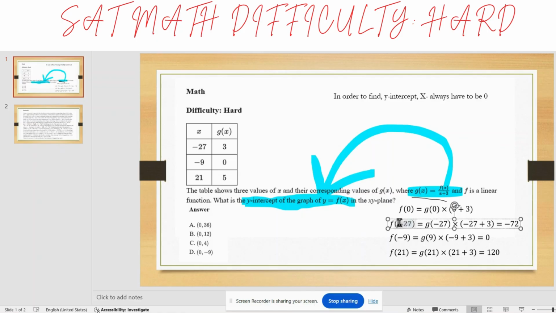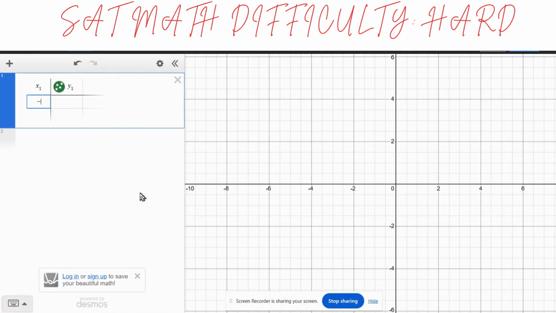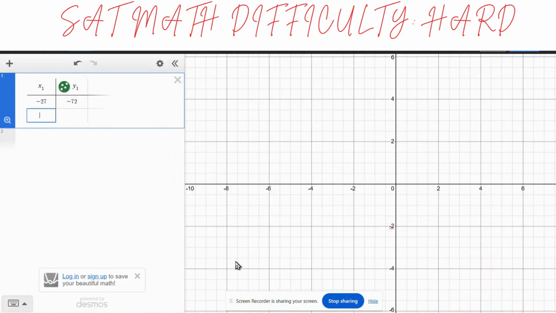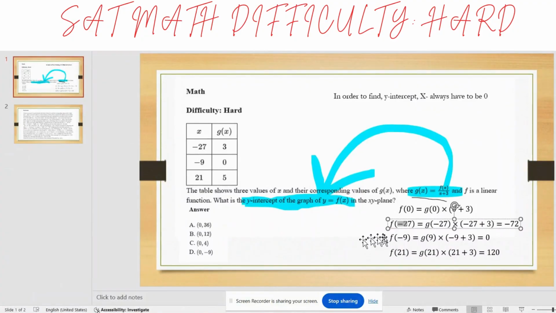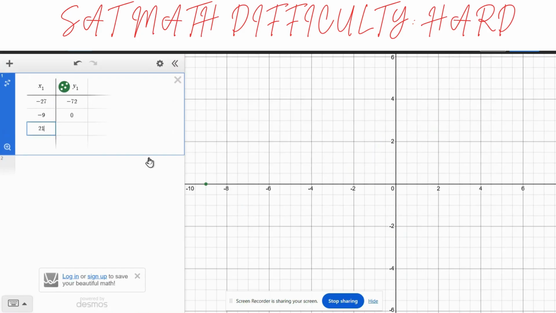As we can see here, x equals negative 27. If x equals negative 27, what happens to f of x? It becomes negative 72. So we can just put it here: negative 27 equals negative 72, right? Now we're going to use these values here: negative 9, 0. Negative 9 equals 0. And then negative 21 equals 120. That's it.